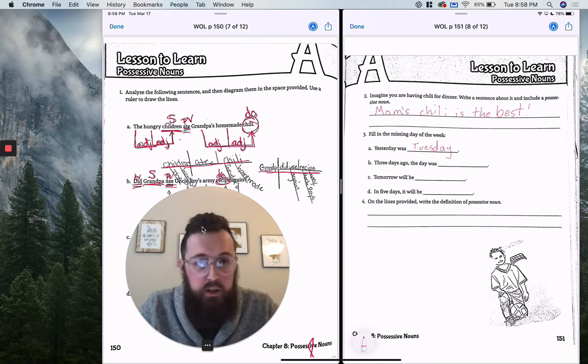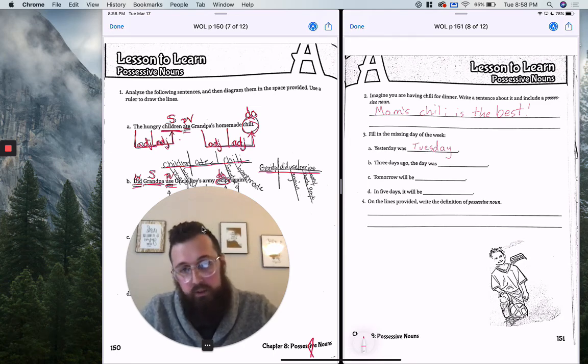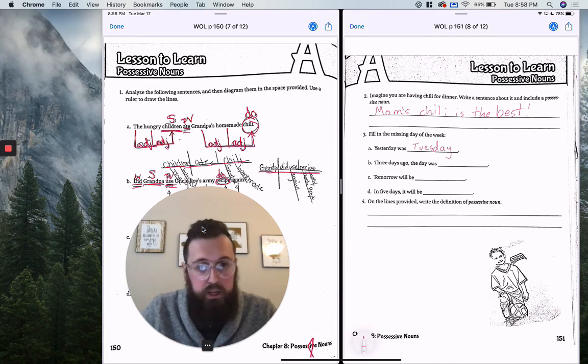If you're not sure how to answer these, I suggest you go find a calendar. If your grown-ups have a smartphone, they have a calendar app on there, and you can figure out what day of the week to fill in for each of those. So 3 days ago, the day was, count back 3 days. Tomorrow will be, if it's Wednesday, tomorrow will be Thursday. In 5 days, it will be, count up 5 days, and that'll be the day.